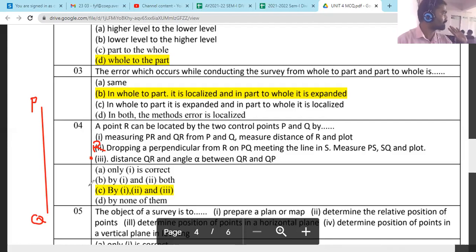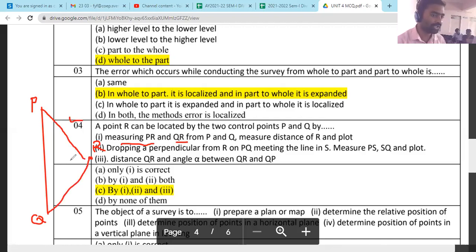So what are the measurements? From the second principle, how many measurements do we want? At least two measurements. What are those? Either both are linear, or one is linear and one is angular. See, the first one: measuring PR and QR. What are these two?